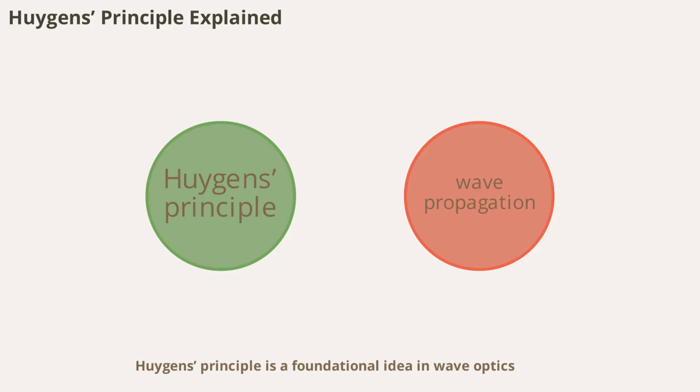Huygens' principle is a foundational idea in wave optics. It states that every point on a wavefront acts as a source of tiny secondary wavelets, which spread out in all directions at the same speed as the original wave. The new position of the wavefront is found by drawing a surface tangent to these secondary wavelets. This principle not only explains how waves propagate but also lays the groundwork for understanding reflection, refraction, and other wave phenomena.